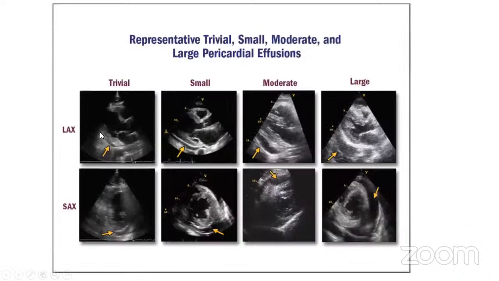These echo pictures show the different stages of pericardial effusions. It is worth noting that the European Society of Cardiology classifies the effusions as small, moderate, or large, depending on the size. So if the size is 10 millimeters or less, it is considered a small pericardial effusion. If it is between 10 and 20 millimeters, it is moderate. And if it is more than 20 millimeters, then it is considered large.